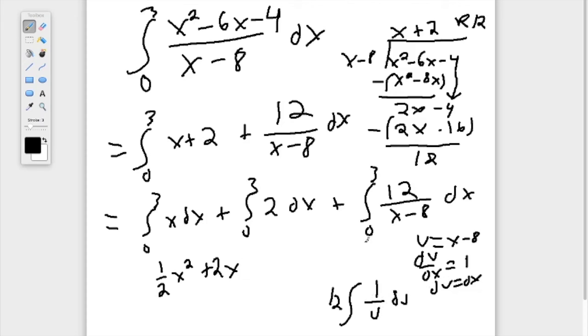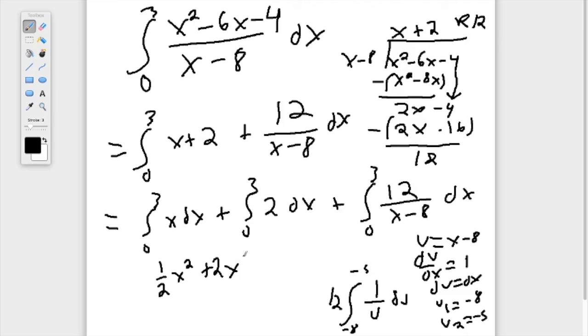But now we have to switch the limits because we did a u substitution. It has to be in terms of u, not in terms of x. So we basically have to plug in 0 to u and then 3 to u. So we get u1 to be 0 minus 8, which is negative 8, and then you get u2 to be equal to negative 5. So we get negative 8 to negative 5.